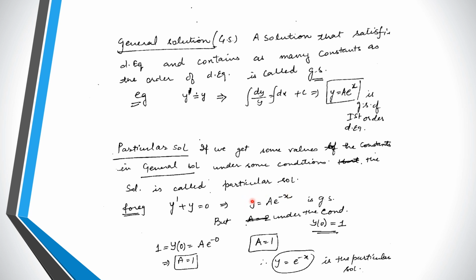So in this equation, if you put x to be 0, the value of y is 1. So what will you have? You put 1 here equals a e to the power 0, which is 1. So you get the value of a to be 1. So when you substitute the value of a over here, y is equal to e to the power minus x. It is a solution of this differential equation under this condition. So this is a particular solution because we have removed the arbitrary constant under this condition.